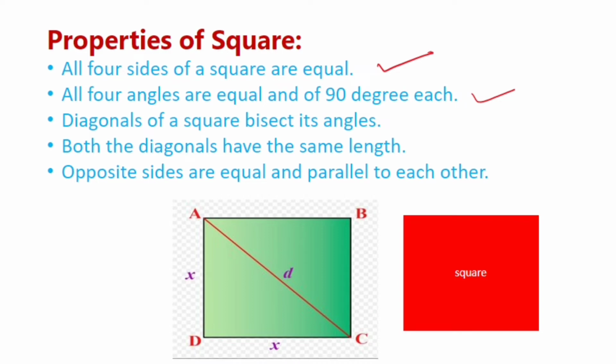Do you know the angles are 90 degrees? Next, the diagonals of a square bisect its angles. Both the diagonals have the same length. Opposite sides are equal and parallel to each other. This is for the square, which we discussed one by one just above.